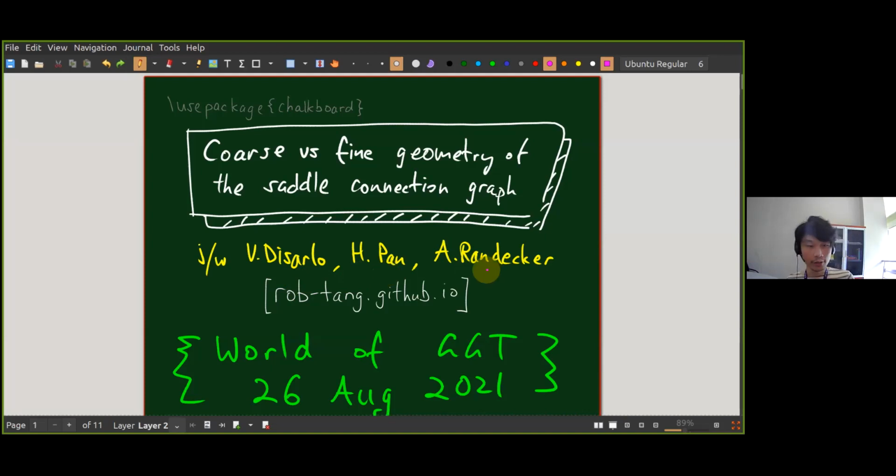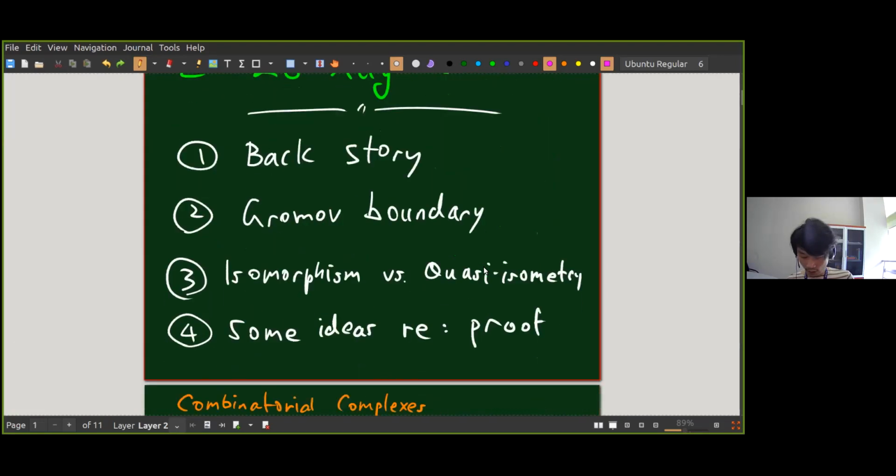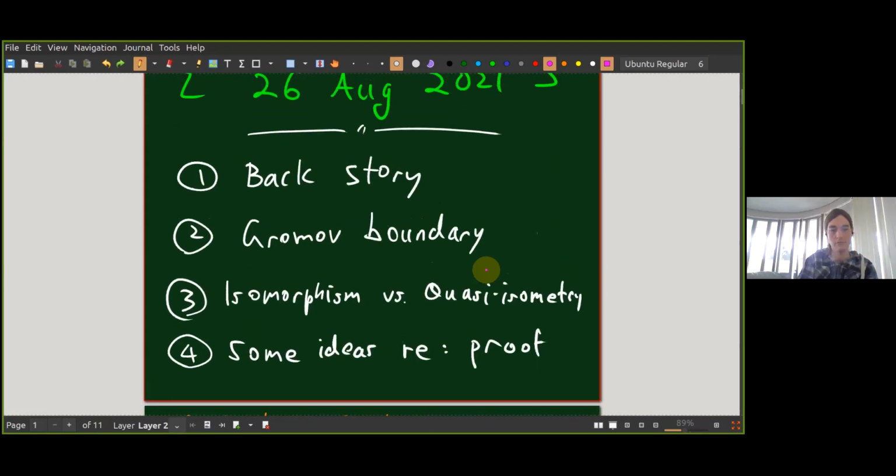Okay, so let me give you an outline of the plan for today. First I'll begin with some backstory, introduce some old characters that you may have seen before and maybe some new ones, and tell you a bit about those. In particular, the saddle connection graph is the main character I want to talk about today.